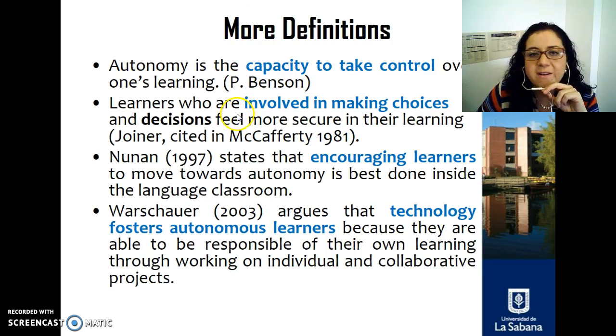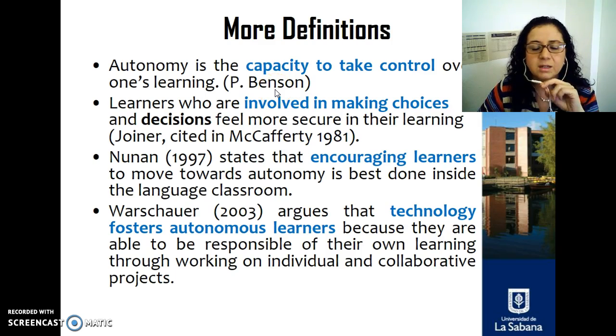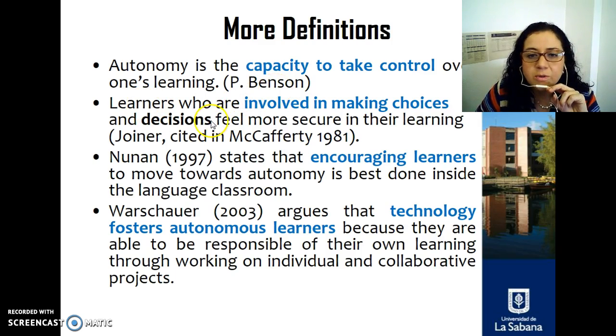There are yet more definitions. This topic has been widely studied. Autonomy is the capacity to take control over one's learning. That's Benson, the one we just looked at before. Learners who are involved in making choices and decisions feel more secure in their learning, Joyner cited in McCafferty. So here, as you can see, we're looking at involvement in making decisions and choices.